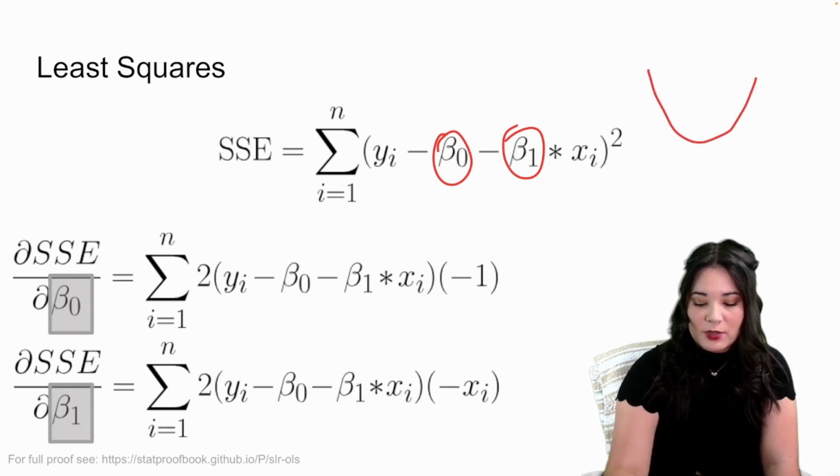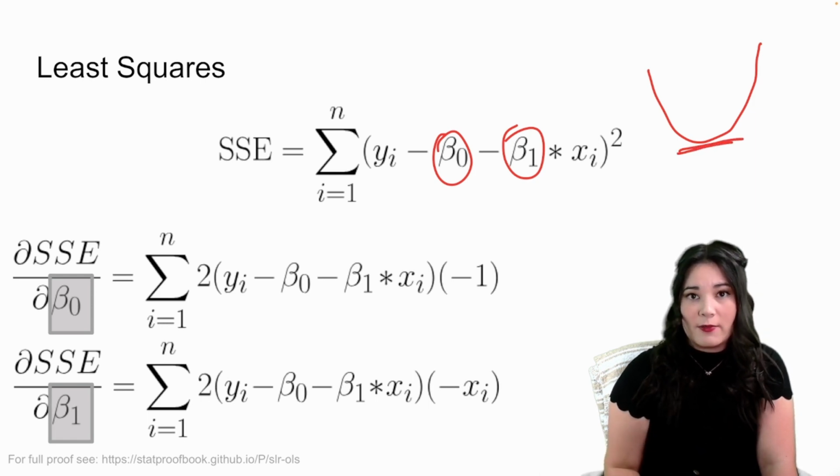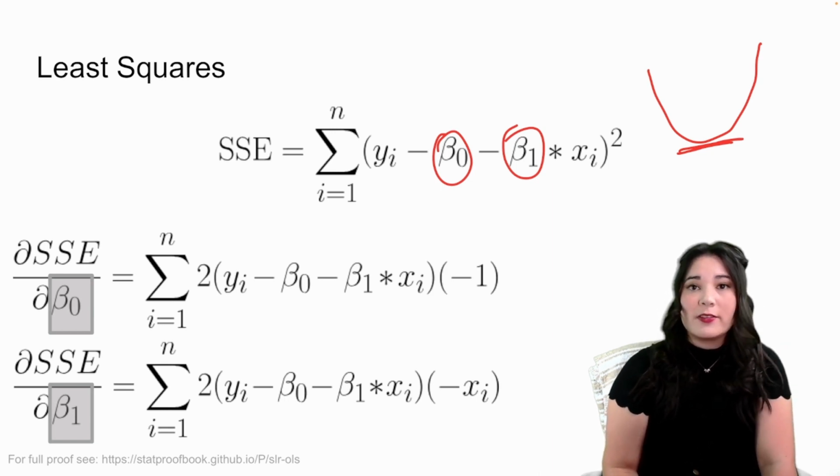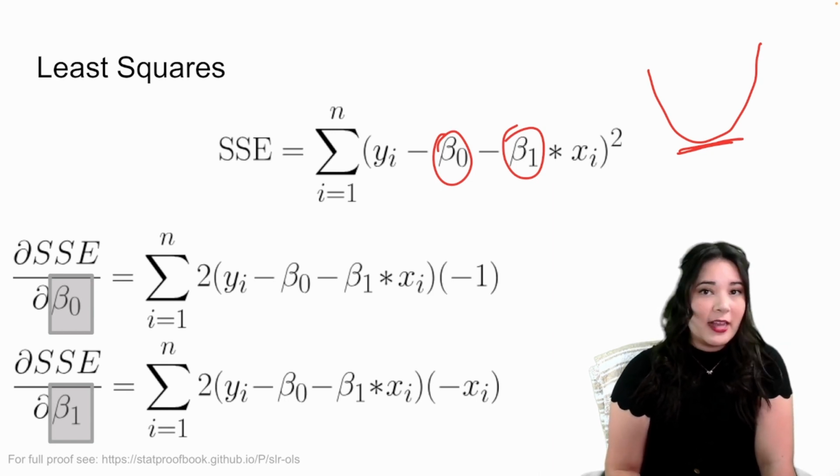Remember, when it comes to derivatives, the derivative is 0 usually at the minima and maxima of a function. So if we want to minimize our sum of squared errors, we can find the derivatives of our function and set them equal to 0. That should be where the minima occur.